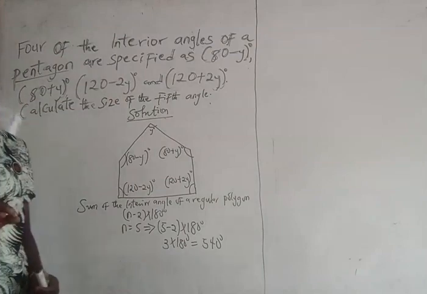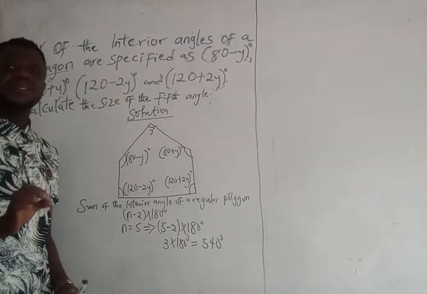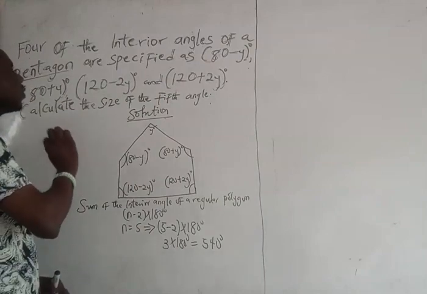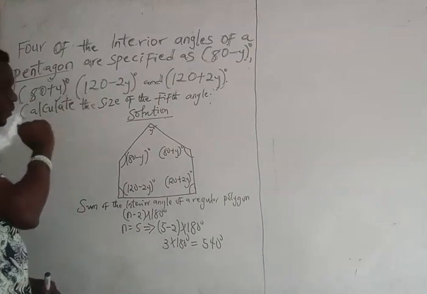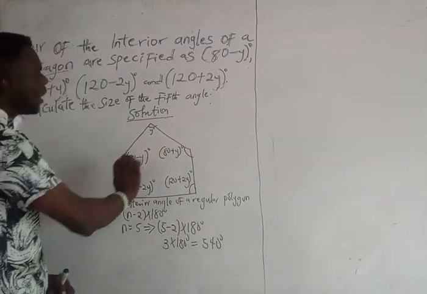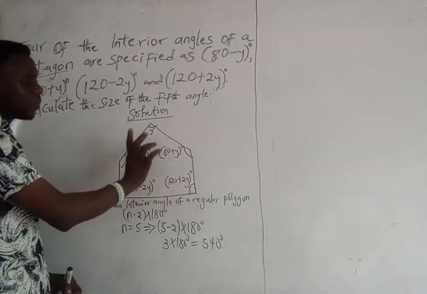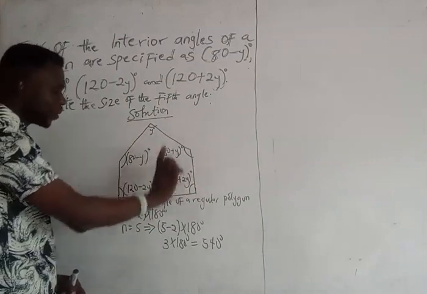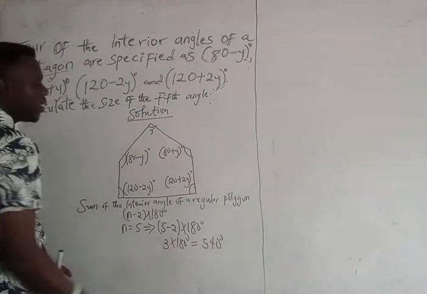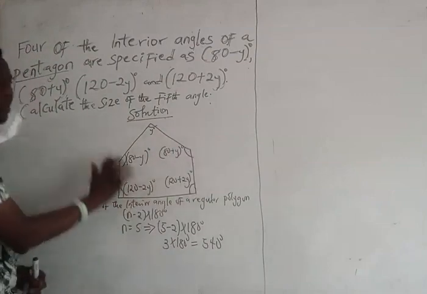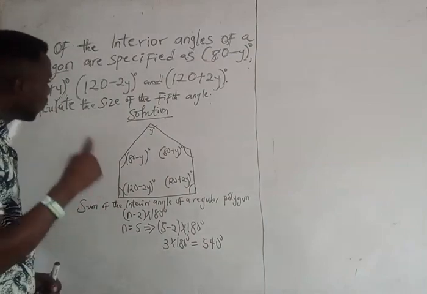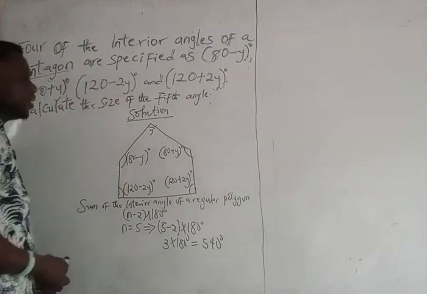Now we have gotten this 540 degrees. The 540 degrees is not the final answer, because the question says we should calculate the size of the fifth angle. This 540 degrees is telling us that the total of the angles in this pentagon, when you sum everything together, will give you 540 degrees. So we have to sum all these angles together and see that it will be 540 degrees. But before that, we have to get the size of the fifth angle.